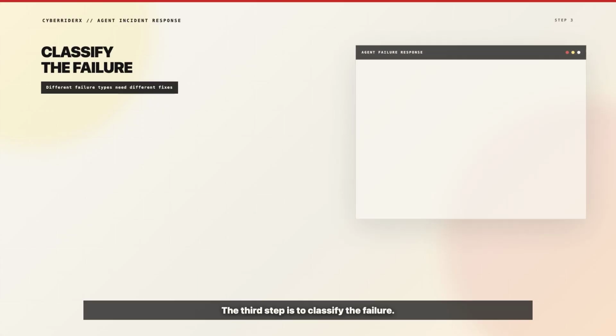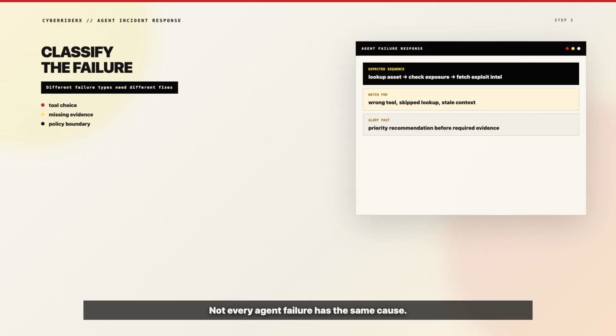The third step is to classify the failure. Not every agent failure has the same cause. A tool selection failure means the agent picked the wrong system. A parameter failure means it called the right tool with the wrong inputs. An evidence failure means it made a decision without checking the required source. A policy failure means it ignored or misunderstood a boundary. A workflow failure means the surrounding process gave the agent too much authority. A review failure means a human approval step did not catch the issue.